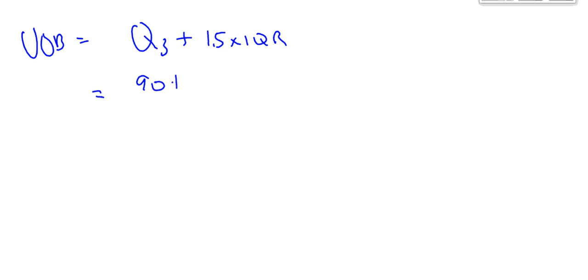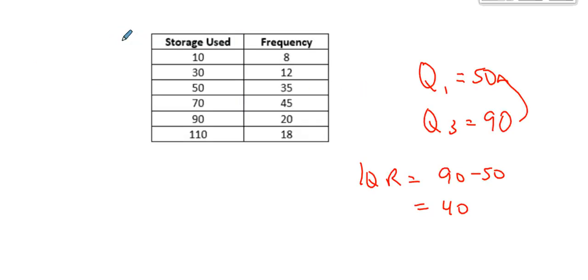Q3, the formula for the upper outlier boundary, very similar. It's Q3 plus 1.5 times the IQR. So in this case, that's 90 plus 1.5 times 40. So that's 150. So if we had any data bigger than 150, it would be an outlier. And again, if we look at our data, nothing's too low and nothing's too high. So we have no outliers.